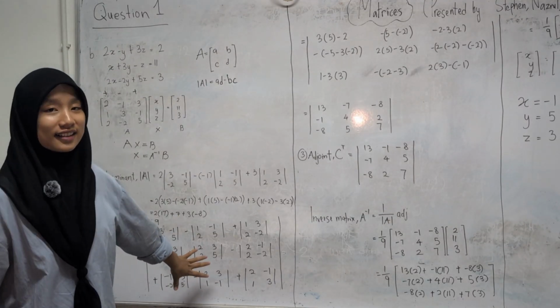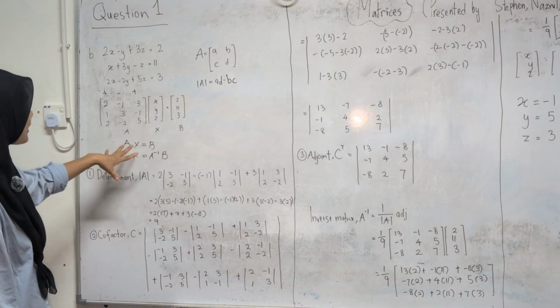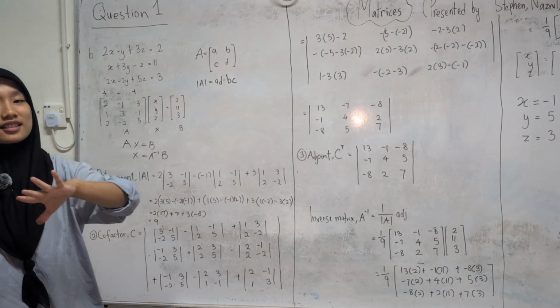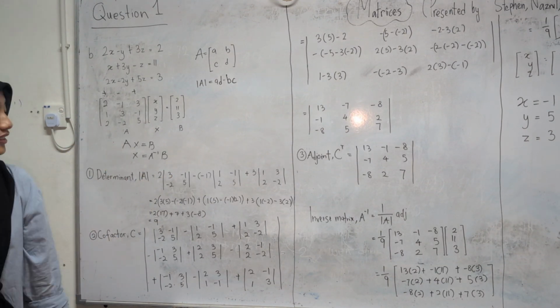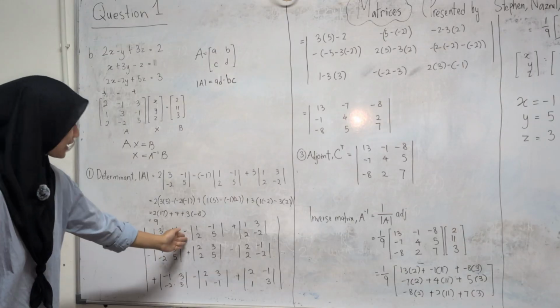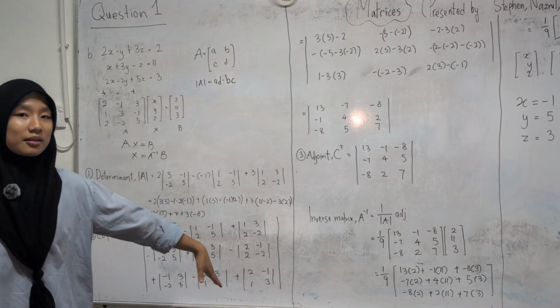So, cofactor. Firstly, it's the same as this one: plus, minus, plus. That's just the formula. You could follow the formula. So, plus, minus, plus, minus, plus, minus, plus, minus, plus. So, how do I get the number inside?